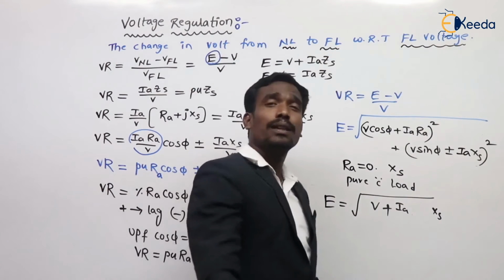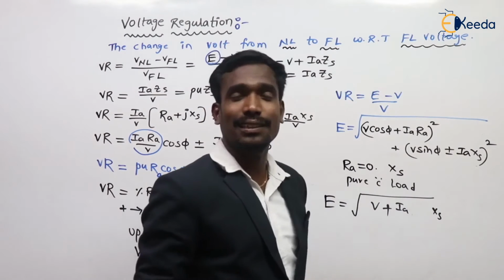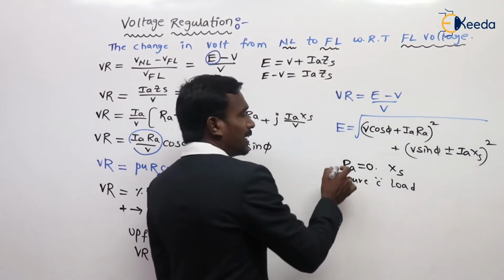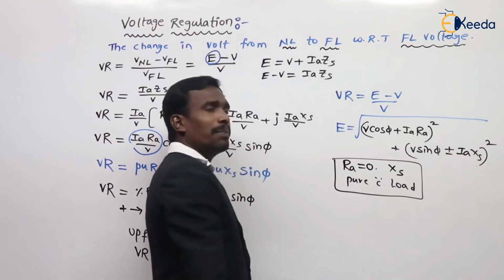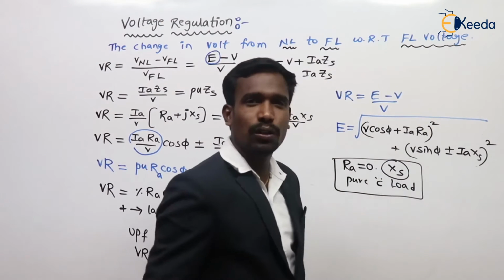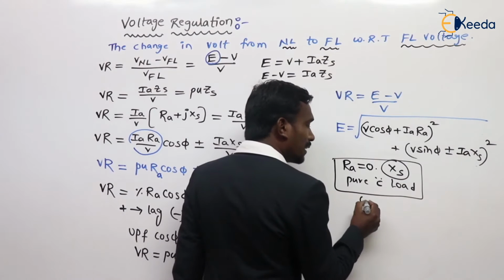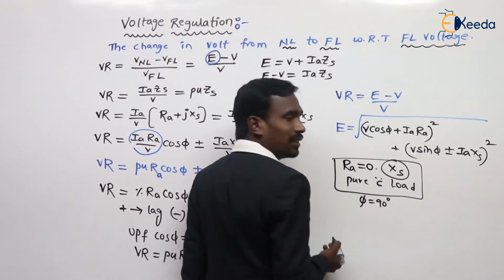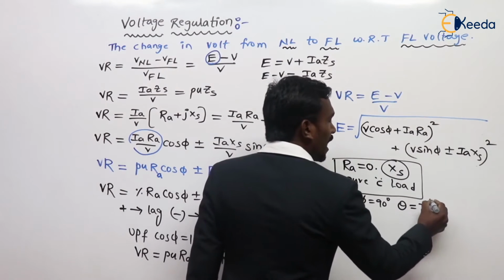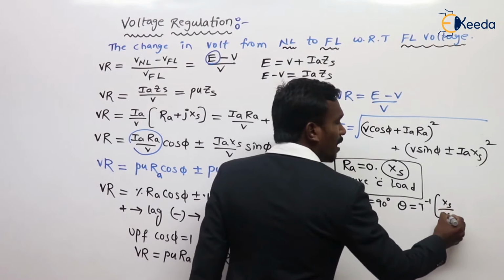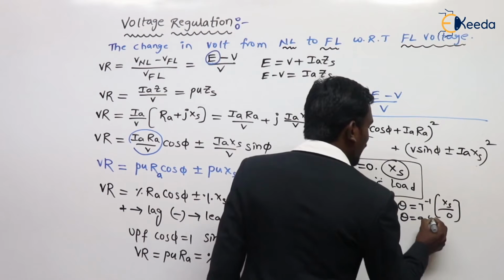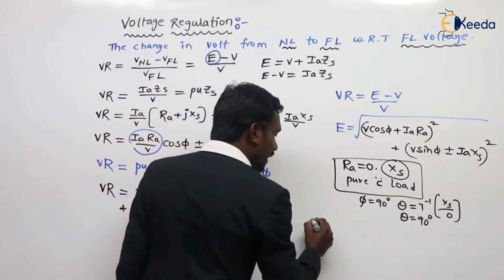I will give you a problem on how we have to calculate this. Are you getting it or not? What I am doing here: they have given the data, RA, armature resistance, negligible, so we have only XS and a pure capacitive load. A pure capacitive load is nothing but a power factor angle of 90 degrees. When RA is 0, theta equals tan inverse of XS by RA, something by 0, infinite, nothing but theta is 90 degrees. So we have to calculate the EMF.